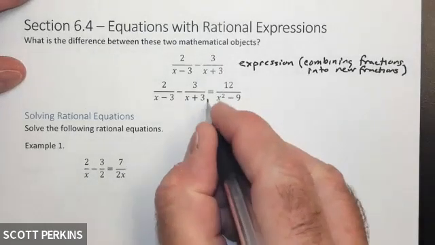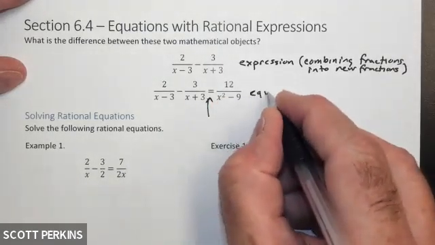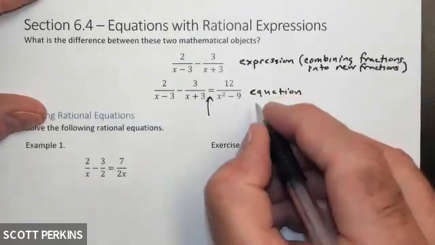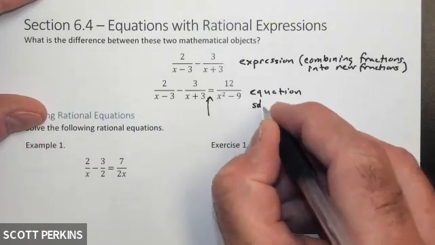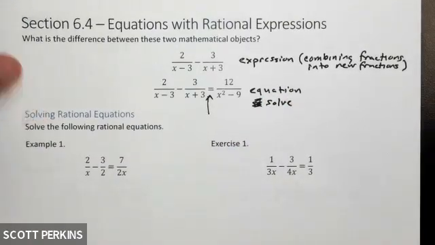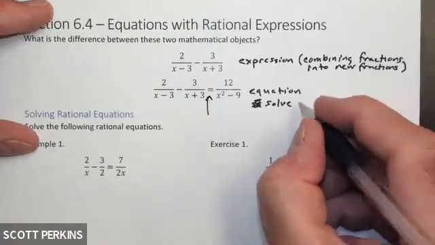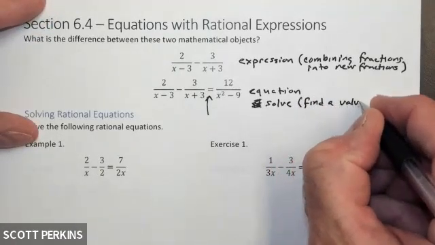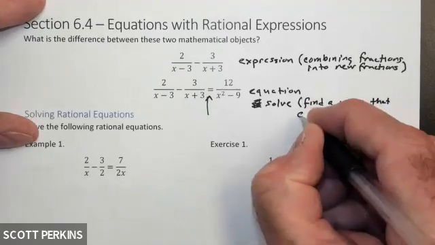When you have the equal sign, you have an equation. And when we have an equation, we can solve. What it means to solve is we come up with a value that creates a true statement, that creates equality. So for solving, we find a value or values that create a true statement.